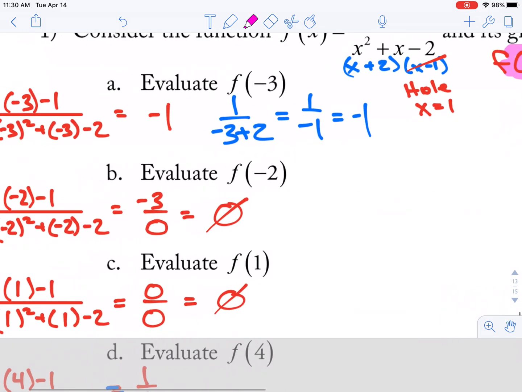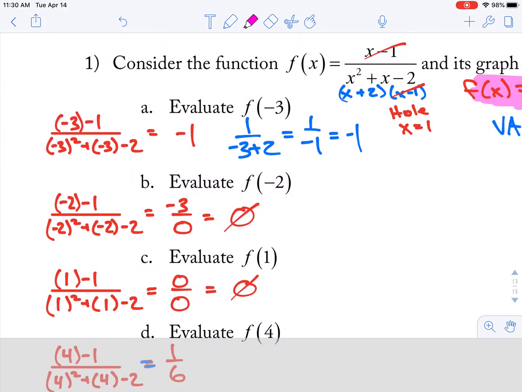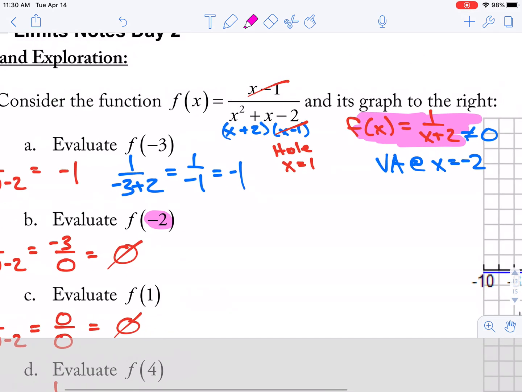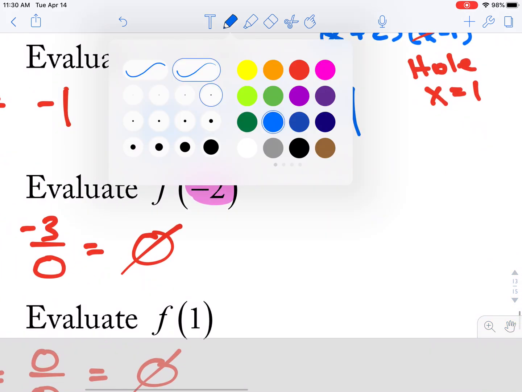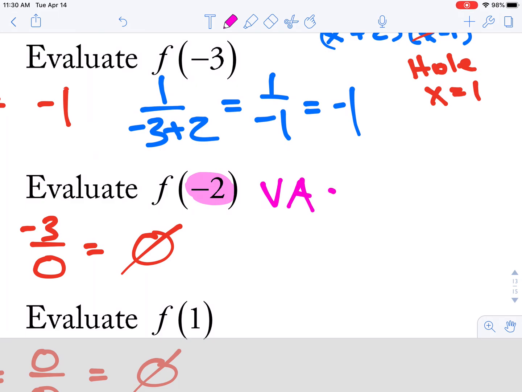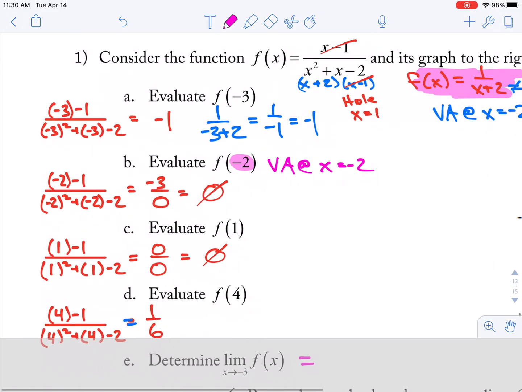The problem is with part B. If you plug -2 into the original, we get it undefined, because -2 is where we have our vertical asymptote. So that's why it's undefined.